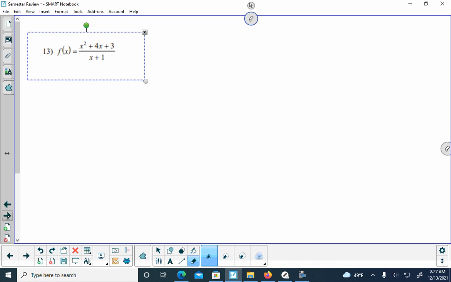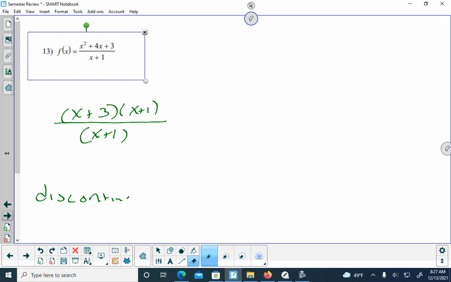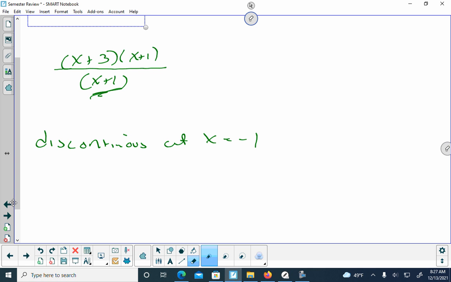Okay, the next one I am going to factor, and that factors as x plus 3, x plus 1, all over x plus 1. So it's discontinuous at x is equal to -1, because that's what makes my denominator equal to 0. But since it simplifies, it's going to be a removable discontinuity.